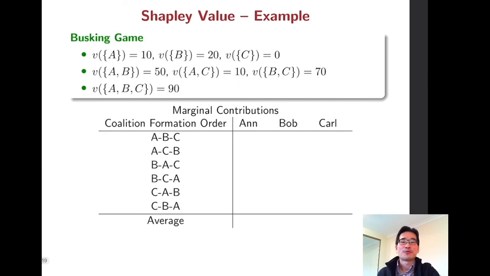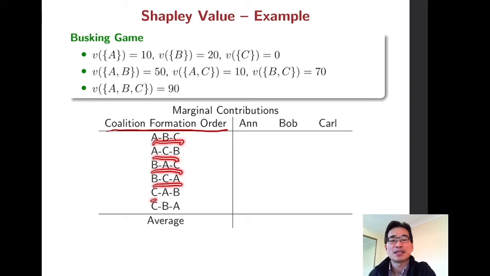So I'm going to explain how to compute the Shapley value. As I mentioned, we are going to consider each player's marginal contribution, and we have to consider all the possible coalition formation orders. So for 3 players, there are 6 coalition formation orders: ABC, ACB, BAC, BCA, CAB, CBA. So those are all possible orders.